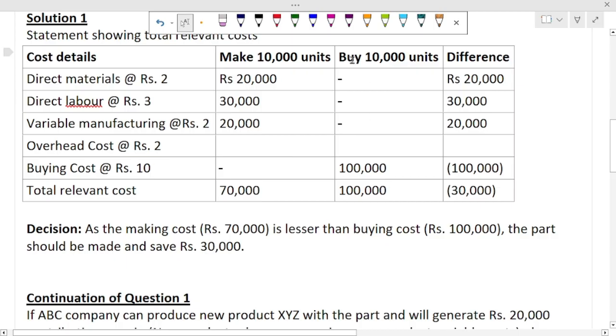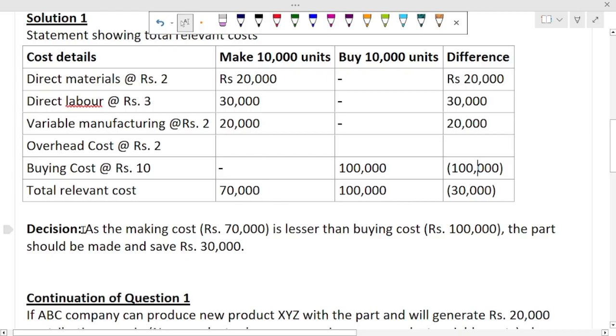But for buying, of course, the buying cost will be 10 rupees multiplied by 10,000 units, and that will give us 100,000 rupees. So the difference between these two will be this. Now, total relevant cost for making is what? 70,000. For buying is what? 100,000. This minus this will give you 30,000. That means it is cheaper to make it.